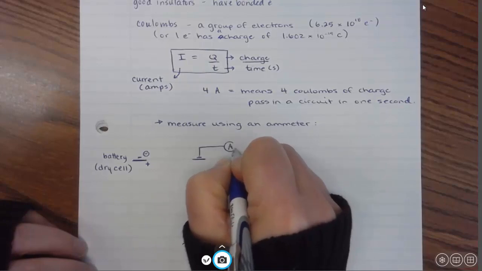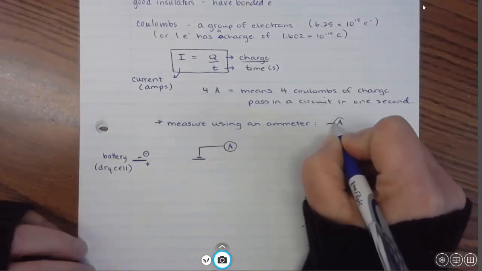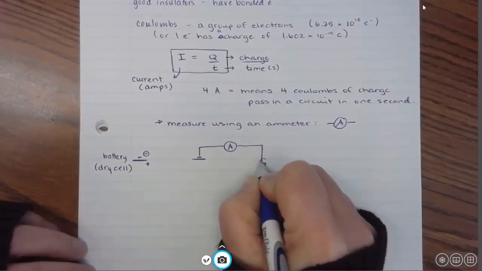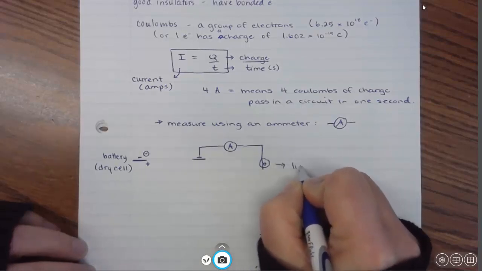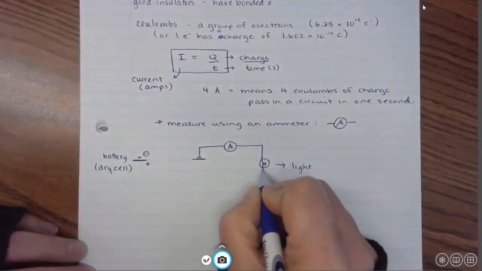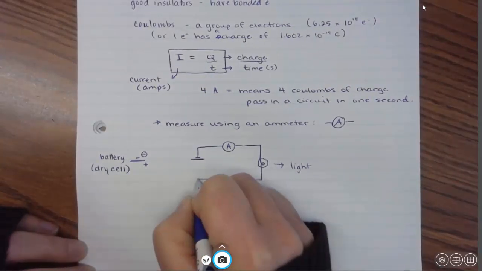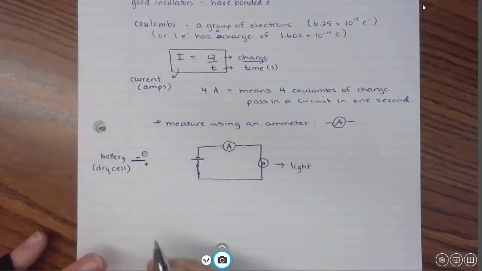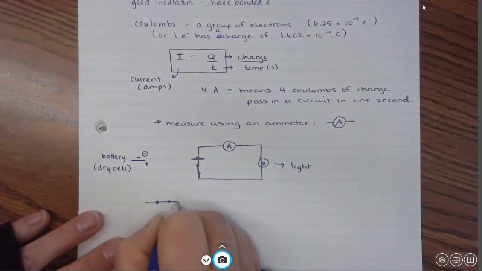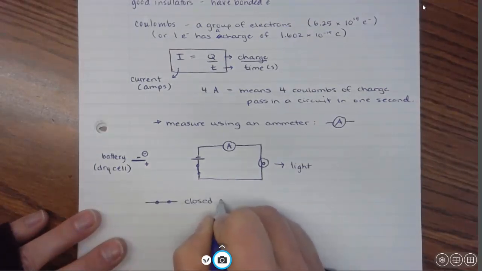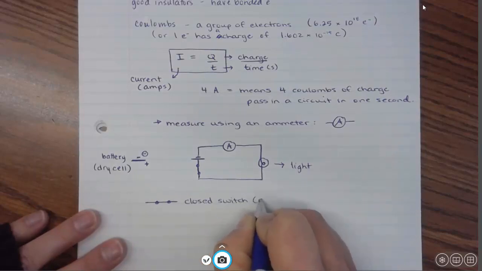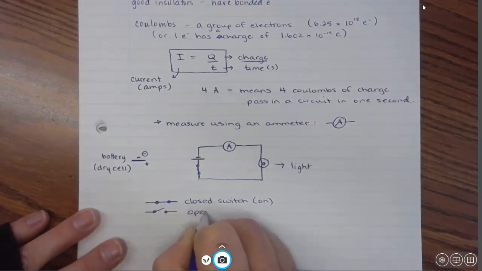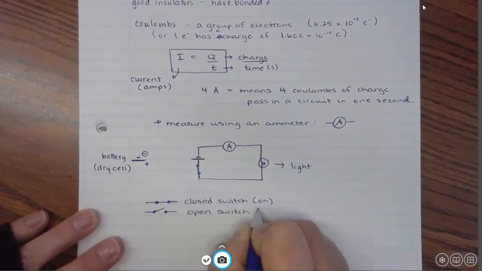To draw an ammeter, we do an A in a circle, and it goes right into the circuit. I'm also on this circuit going to draw a light bulb, which is a loop in a circle. And I'm also going to add a switch, and in this case my switch is going to be closed. So this is a closed switch, which means that it's on. This would be an open switch, which would mean that it's off.